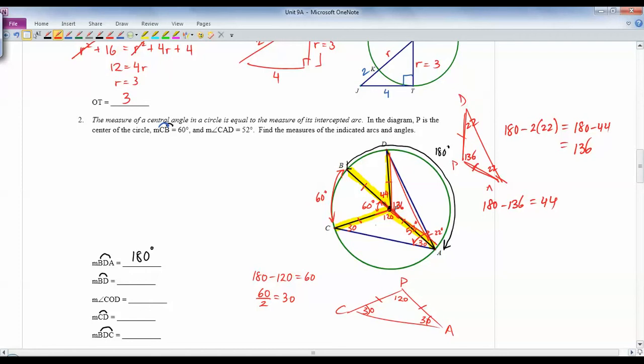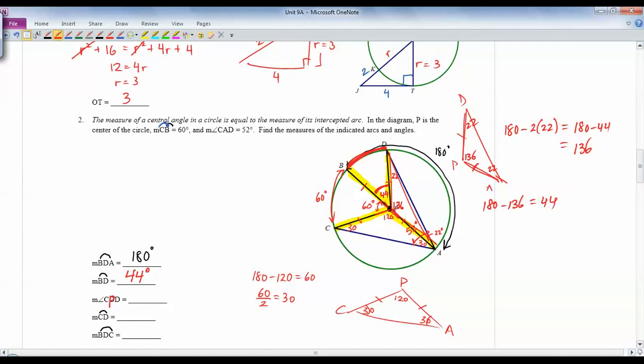So we've got pretty much all the little angles in the triangles now and the central angles. So that's the key to the problem. So let's see, BD. That's this arc. That's going to be the same as its central angle. So that arc's 44 degrees. Let's see, where's COD? Oh, that's a misprint. That should say CPD. Sorry.